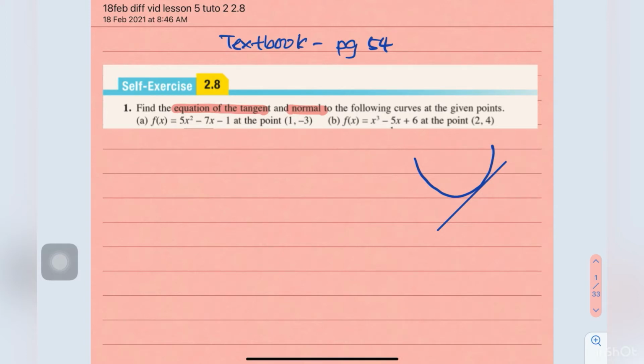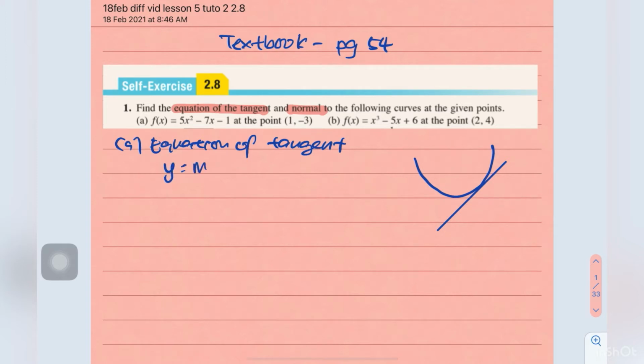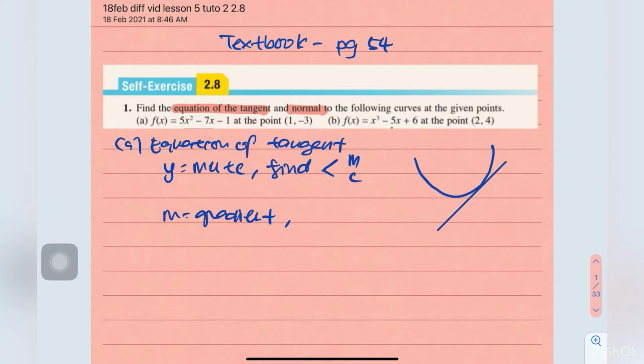So the equation of tangent is the equation of a straight line, which is y equals mx plus c. In this situation, we have to find m and c first. We know that m is the gradient, and gradient is dy/dx, which in this situation is f prime x. So we have to find f prime x first.